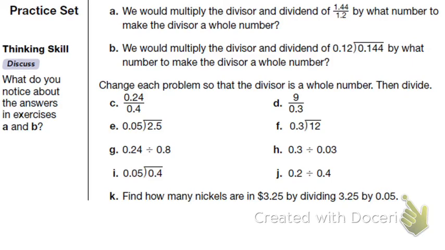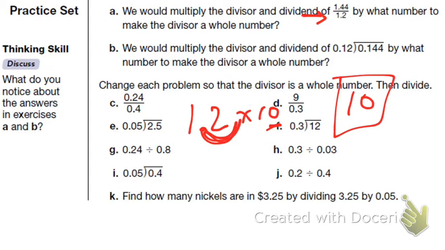a whole number? So remember, the divisor is the number that you're dividing by, so in this case it would be 1.2. So in order to get 1.2 to a whole number, we're multiplying it by 10, since we're just moving our decimal point one place to the right. Since we're moving it once, we only need 1 zero, so that means we're multiplying by 10.